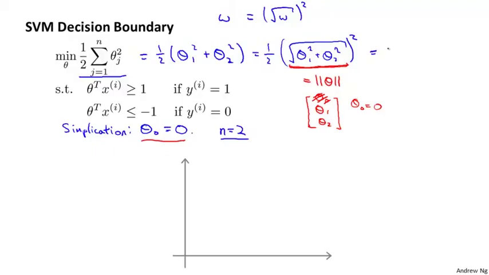And so finally, this means that my optimization objective is equal to 1/2 of the norm of theta squared. So all the support vector machine is doing in the optimization objective is minimizing the squared norm, or the squared length, of the parameter vector theta.